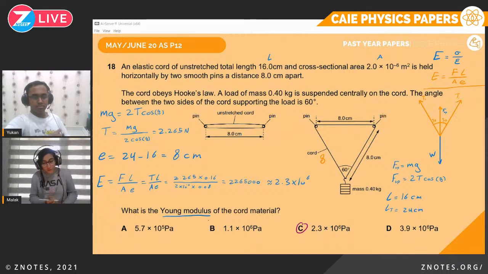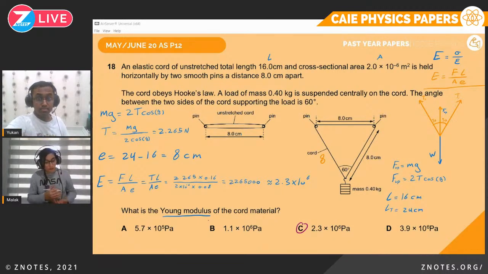Now, as for extension, we know this is an equilateral triangle, so we can tell that all sides are the same length. This is 8 centimeters, 8 centimeters, 8 centimeters. So the total length of the stretched cord is 24 centimeters, and the length of the unstretched cord is 16. You subtract them, and you get the extension, which is 8 centimeters.